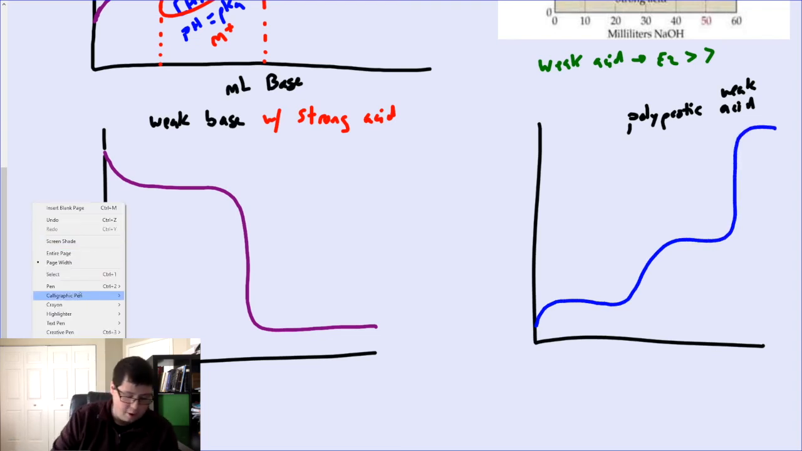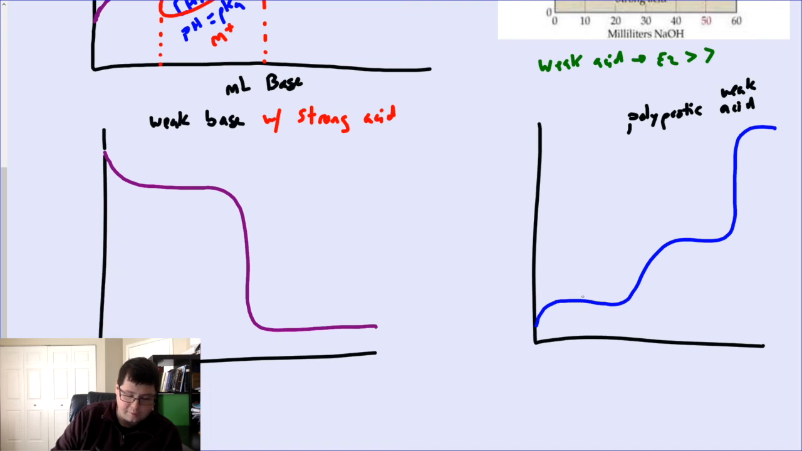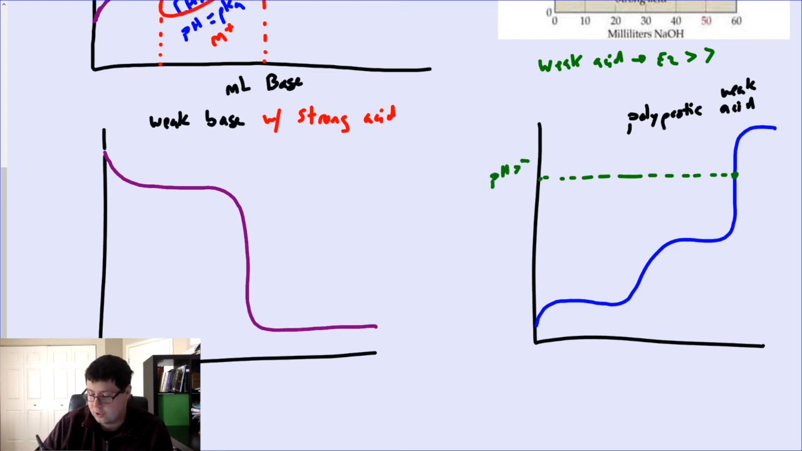Here on this graph, we can see that our equivalence point is still right here, and it's still going to be at a high pH, pH greater than 7, because for a weak acid, the equivalence point is going to be greater than 7. But I also have another equivalence point.